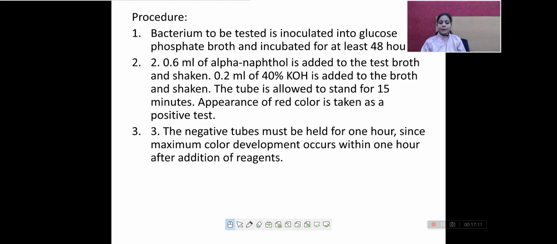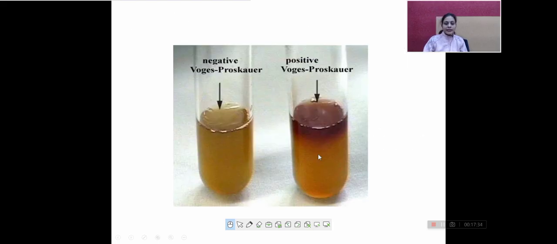Addition of the reagent, that is Barritt's A and Barritt's B reagent. This is the test tube. When we added the Barritt's A and Barritt's B reagent, it produces a red-brown color. See, this is the red-brown color. This is the positive VP test, and this is the negative VP test. In this one, there is no production of red-brown color.